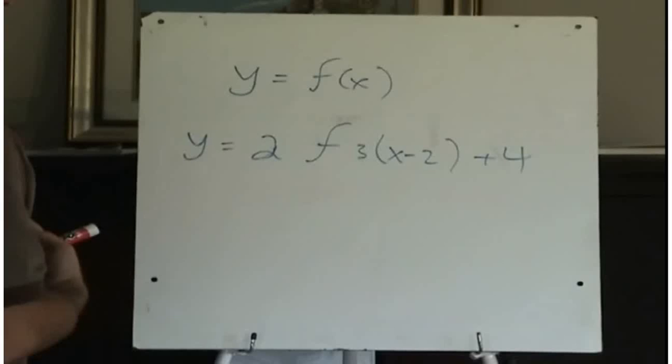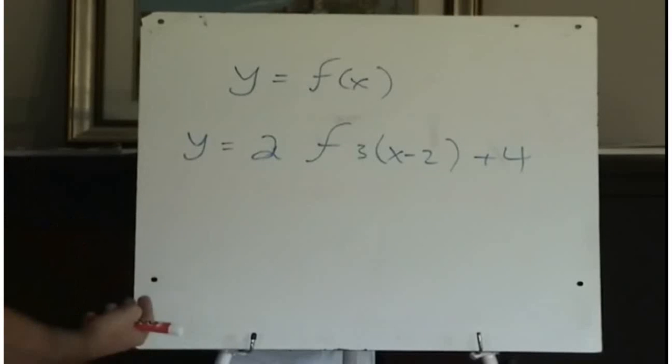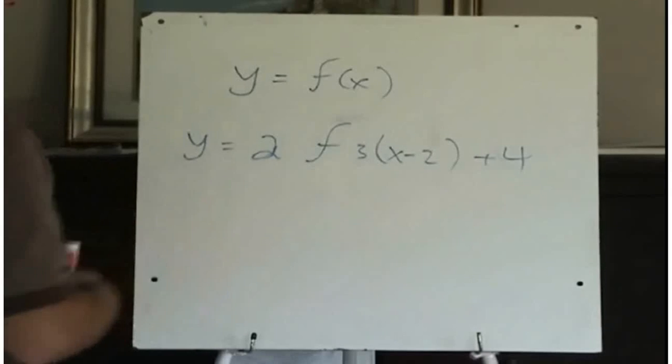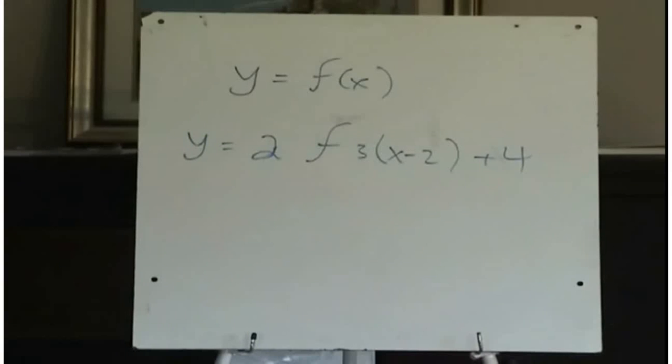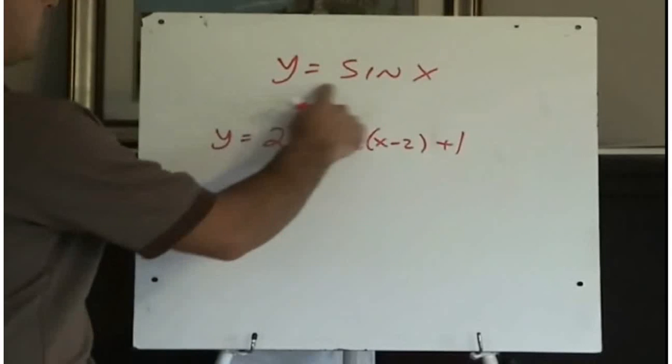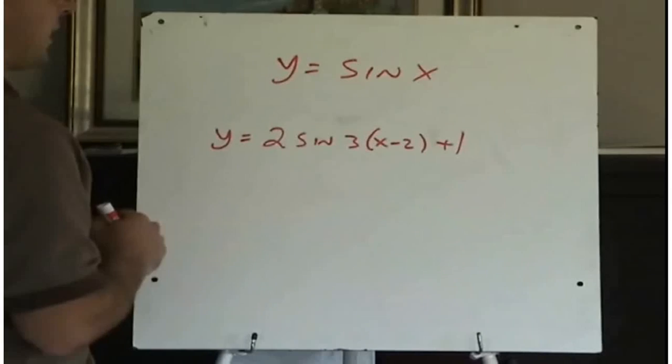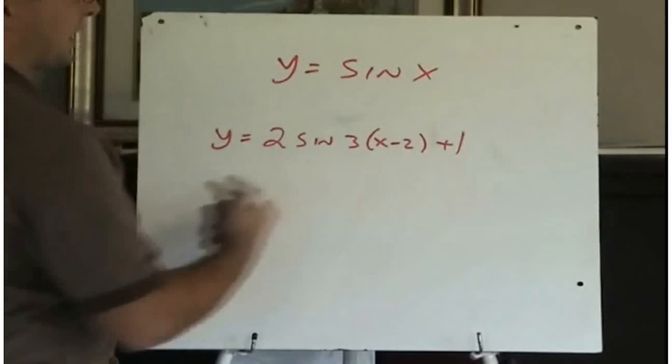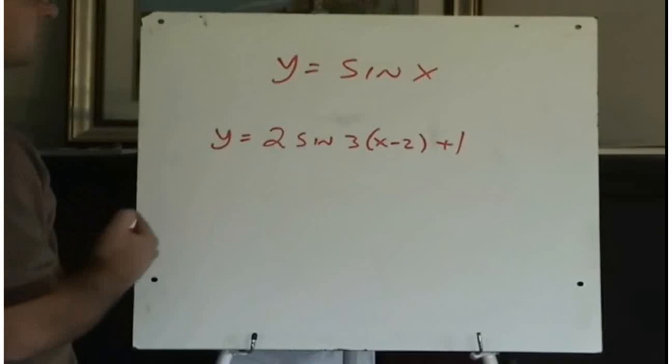So what we're going to do now is take our basic 6 graphs that we worked with before, and apply transformations to those functions. And so, assuming you reviewed your transformations, if we had the graph of y equals sine x, we should now be expected to graph functions like this.